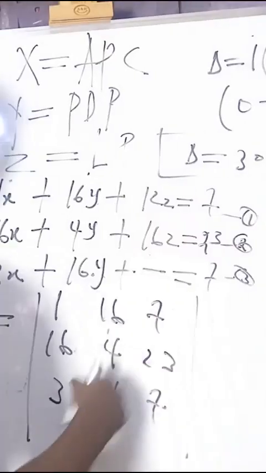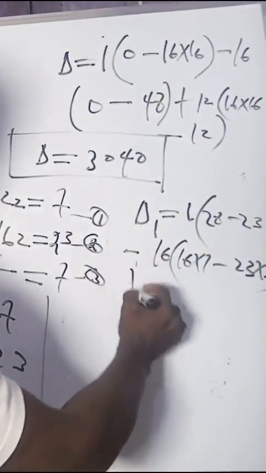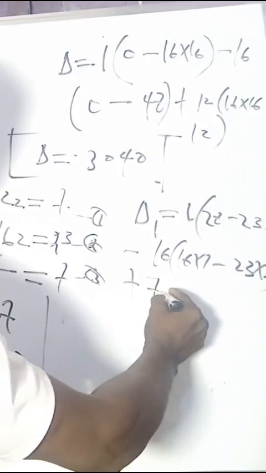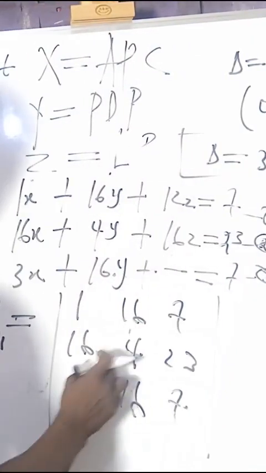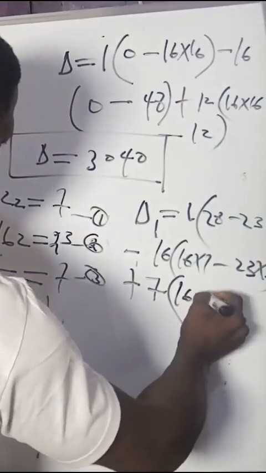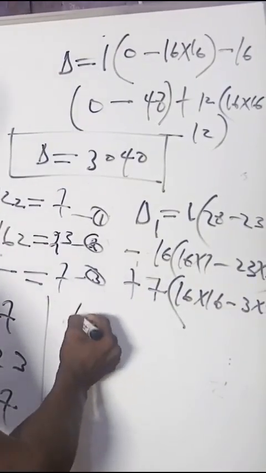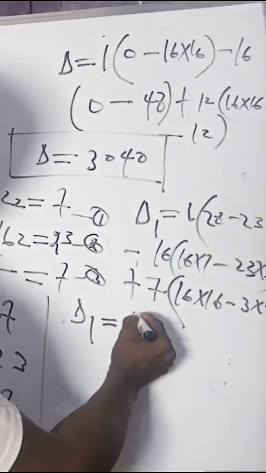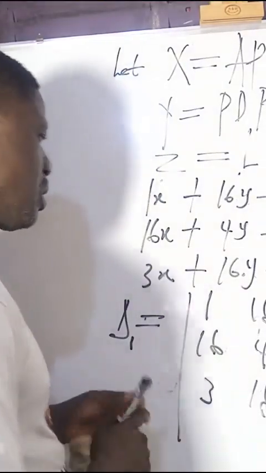So then finally we have plus first row third column, and that will give us 7 into bracket first row third column, that is 16 times 16 minus 3 times 4. So when you do that, you are going to have delta 1 to be equal to 4080. You can confirm using your calculator.